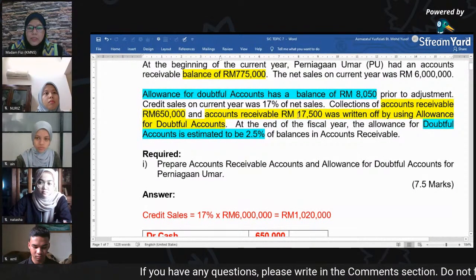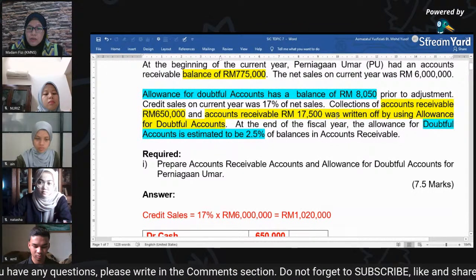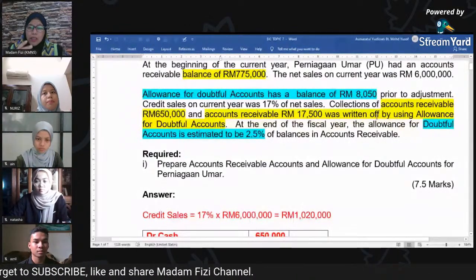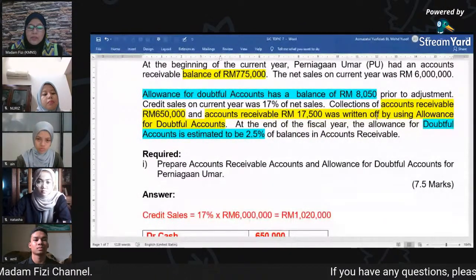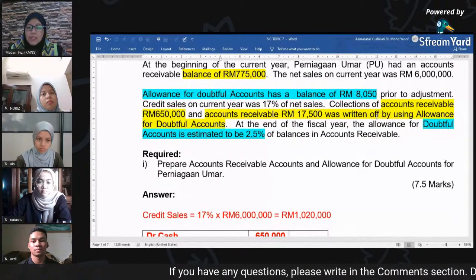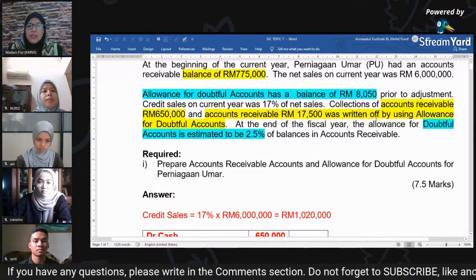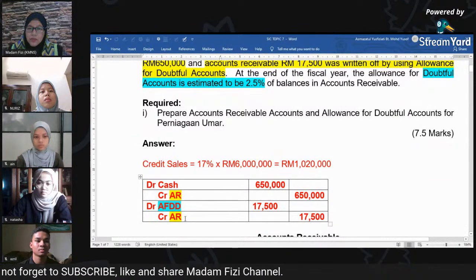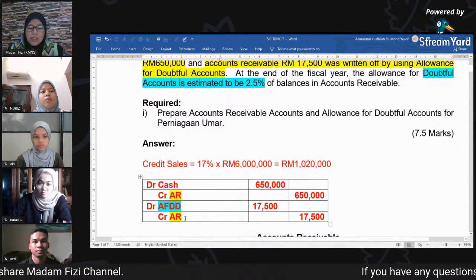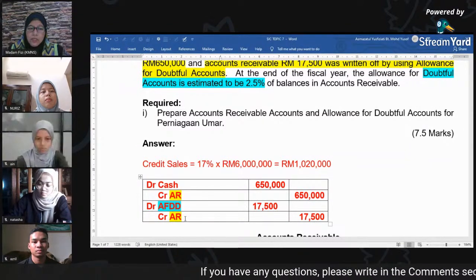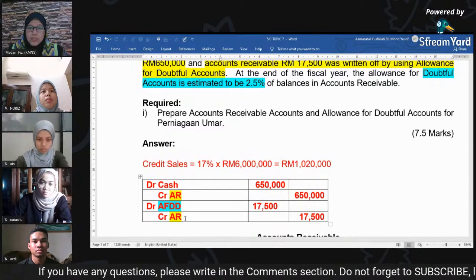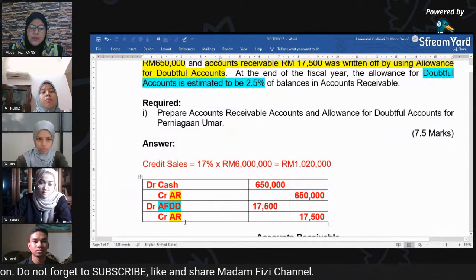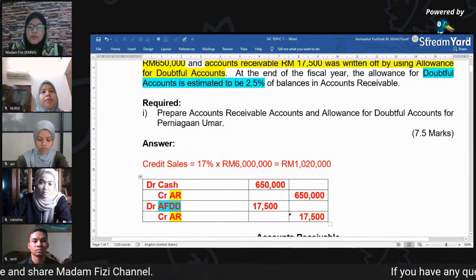And accounts receivable 17,500 was written off by using allowance for doubtful accounts. Apa maksud dia? By using allowance for doubtful accounts, maksudnya this company is using the allowance method. So, the journal is debit AFDD, credit accounts receivable. If the company is using direct write-off, then debit bad debt, credit accounts receivable. But because this company is using the allowance method, debit AFDD, credit accounts receivable 17,500.